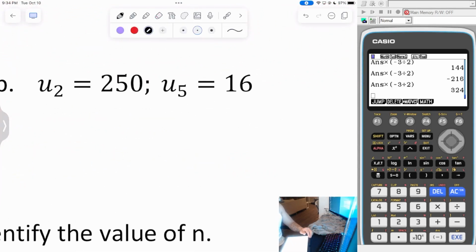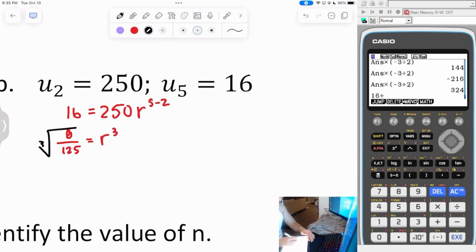I am going to be plugging this information into the third equation since I have two arbitrary numbers in my sequence. I'll say 16 is equal to 250 times r to the power of 5 minus 2. Now we could solve for r. I might just do 16 divided by 250 first. Let's figure out what that is. I think I could do that in my head. 8 over 125 is equal to r to the power of 3. Take the cube root of both sides, and I get 2 over 5.